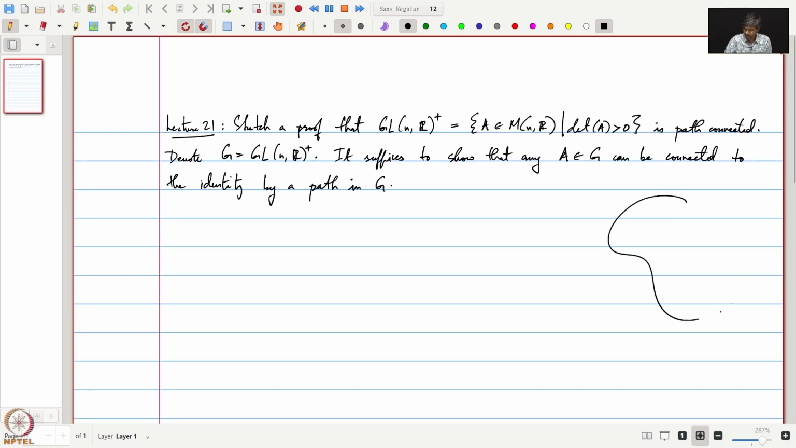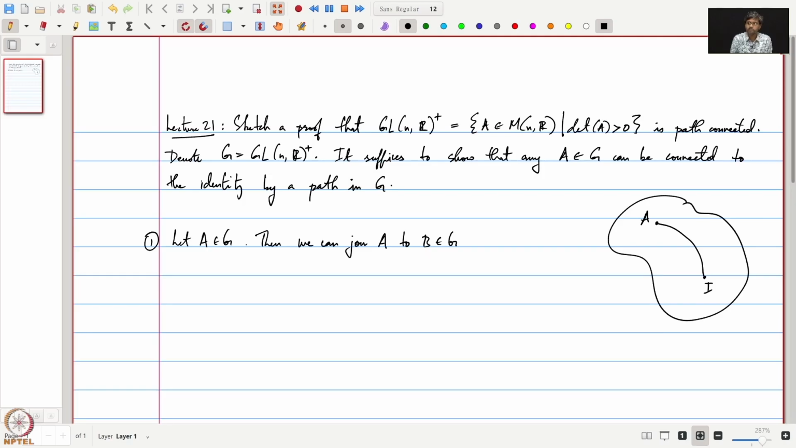Right. So, we have our G over here. Given any matrix A, we can connect it to identity using a path. That is what we are going to prove, and we will do it in several steps. So, let us begin. Let A be in G. Then the first step is we can join A to B in G.